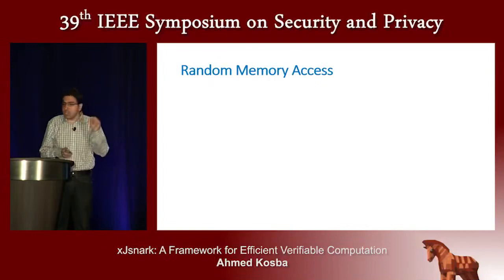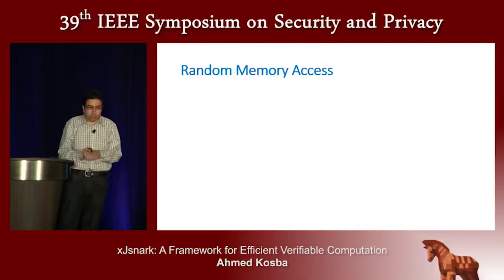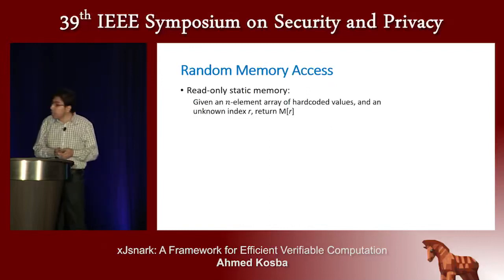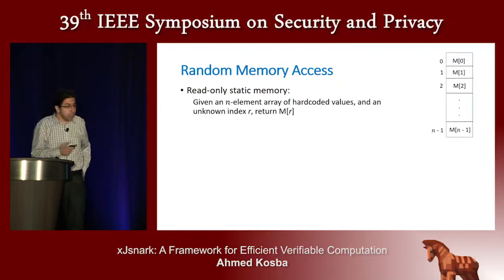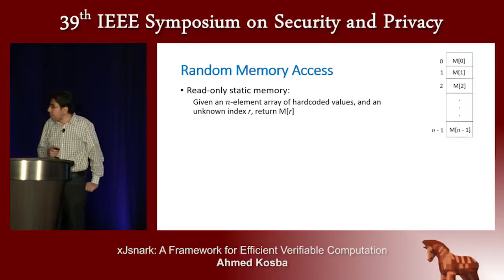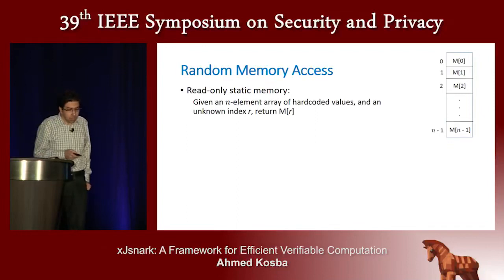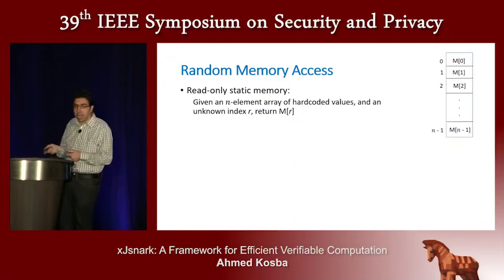Okay, so I'm going to select just a couple of these points for the sake of time to talk about. One point is random memory access, like what we do to improve it. So basically, for the read-only static memory, given an array of hard-coded values and an unknown index during runtime, return the value at a specific index. The currently available ways to do it are either Merkle trees, or to do a linear scan, or to use a permutation network.